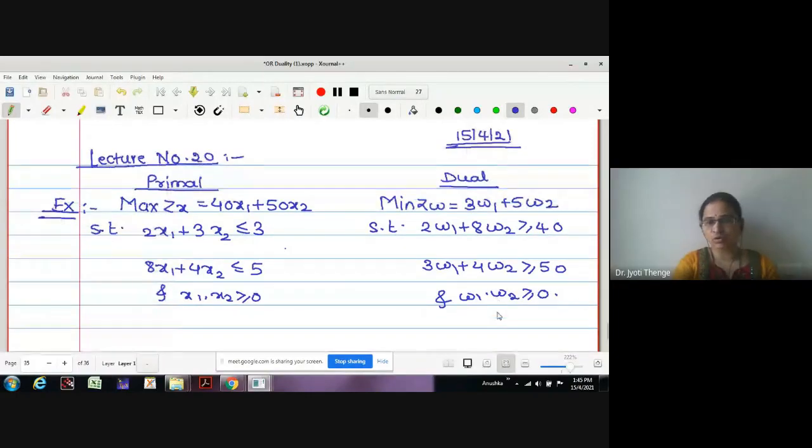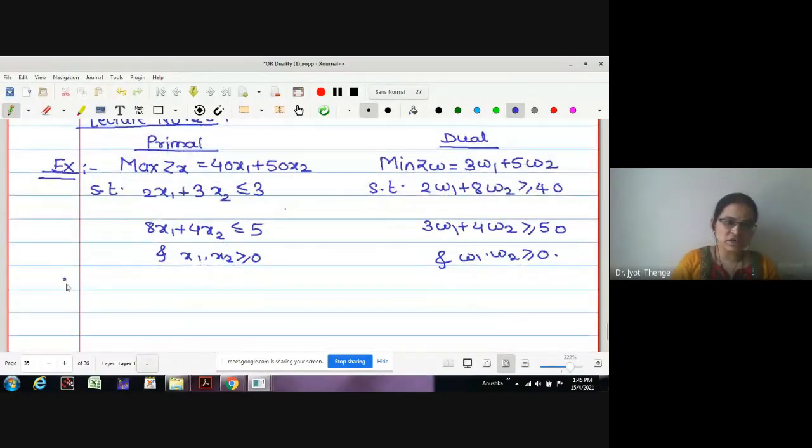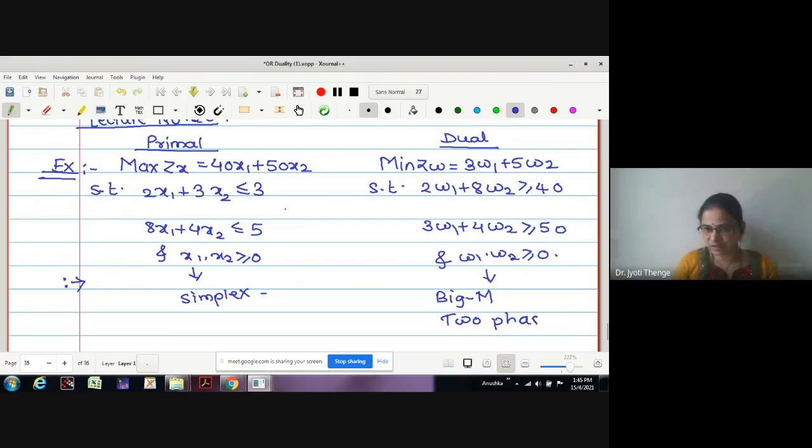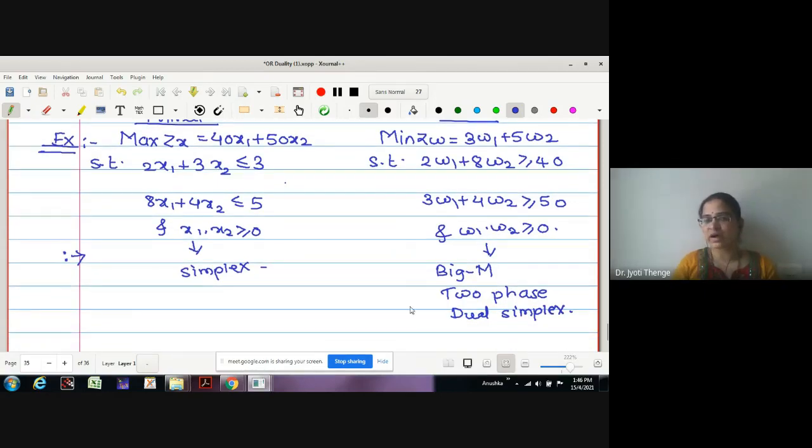Now, assuming that all the students have solved this problem, we have to solve it by the regular simplex method. To solve this dual problem, how many possibilities do you have? Either you can solve it by the big M method, or by the two-phase method, or by the dual simplex method. In the last lecture I told you to solve examples involving greater-than-or-equal constraints by the dual simplex method. This is an advantage of the dual simplex method over the previous two methods.